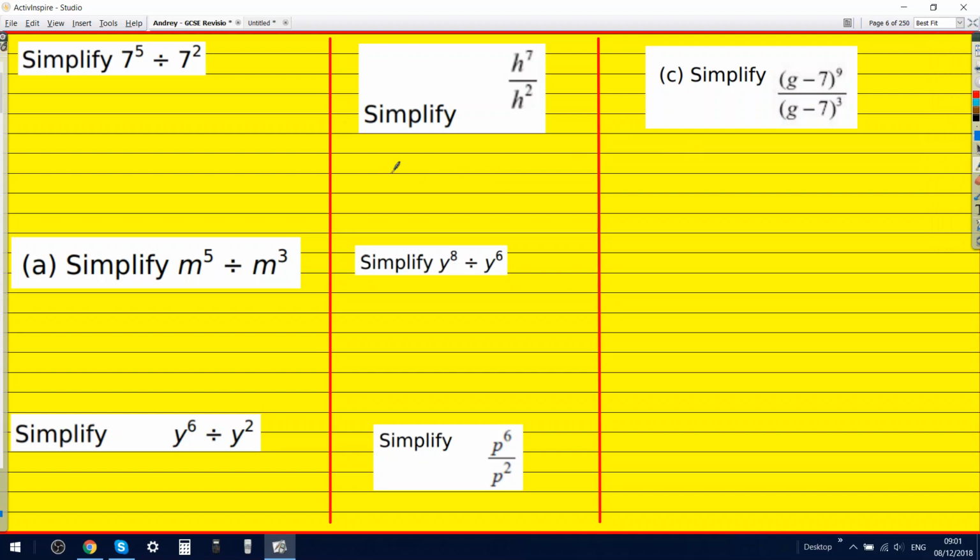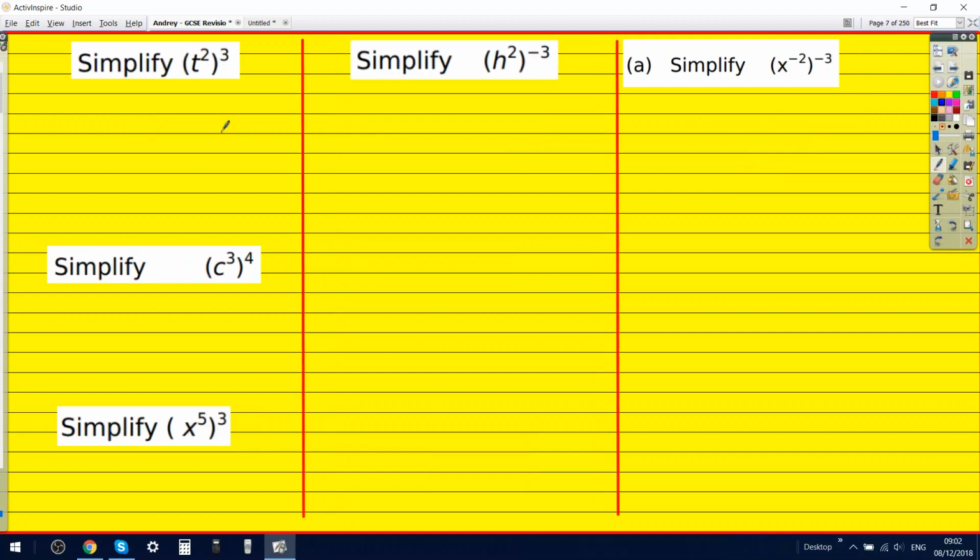Let's say top left: 7 to the power of 3. Top middle: h to the power of 5. And top right: g minus 7 to the power of 6. Same thing, top left, top middle, top right. So t to the power of 6, h to the power of minus 6, x to the power of 6. Yeah, they really like 6.